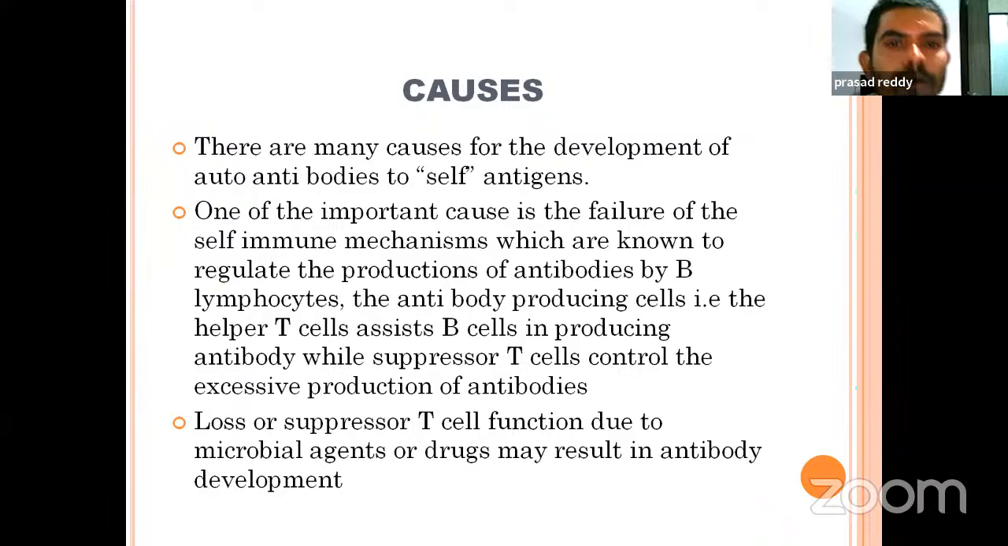Now, we'll go for causes. What are the causes of autoimmune hemolytic anemia? There are many causes for the development of autoantibodies to self-antigens. One of the important causes is the failure of the self-immune mechanisms, which are known to regulate the production of antibodies by B lymphocytes, the antibody-producing cells. The helper T cells assist B cells in producing antibody, while suppressor T cells control the excessive production of antibodies. Next, loss of suppressor T cell function due to microbial agents or drugs may result in antibody development.